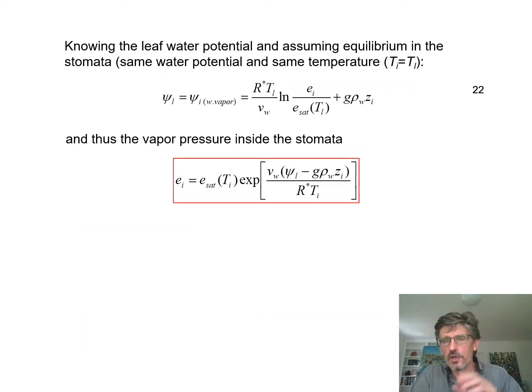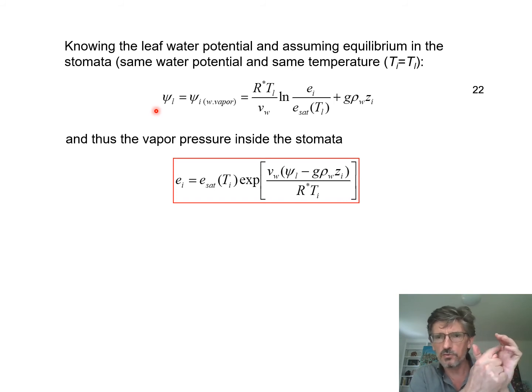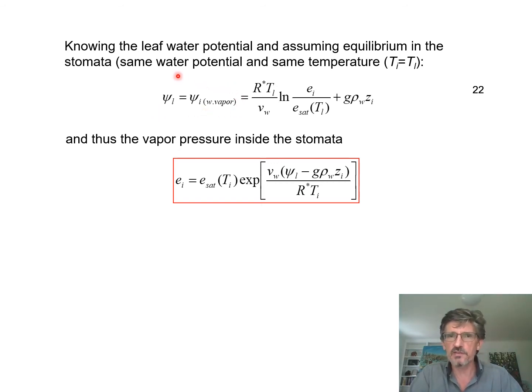So let's assume that we know the leaf water potential, the water potential of liquid water inside the mesophyll, this psi L. And if we assume thermodynamic equilibrium, we will say the liquid water inside the leaf will be equal to the water vapor potential inside the stomatal cavity, psi I of the water vapor. This is the statement of thermodynamic equilibrium. Now we can also say that these leaves are so thin and so small that basically we have the same temperature between the mesophyll, the leaf part TL, and the TI, which is inside the stomata. So let's consider isothermal conditions.